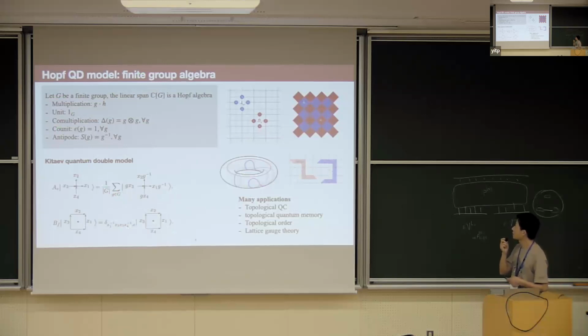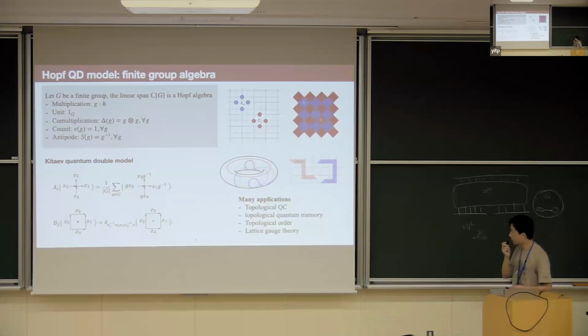If we consider the black one as a lattice and the red one as the dual lattice, we can regard this as an operator, and we sum over all the vertex operators and the face operators, we construct a lattice model called the quantum double lattice model. The right one is just a chessboard representation. If we consider this and this, we will see that these are equivalent.